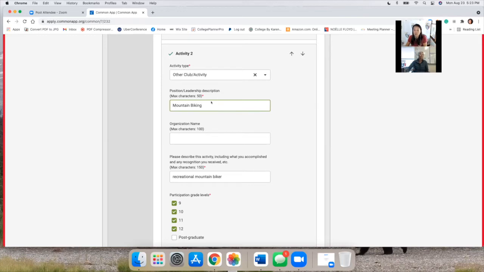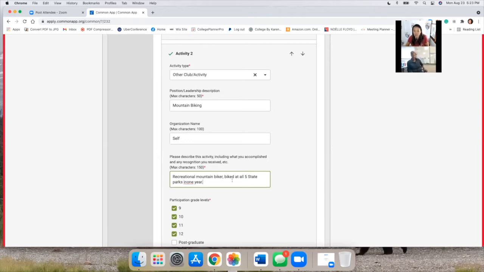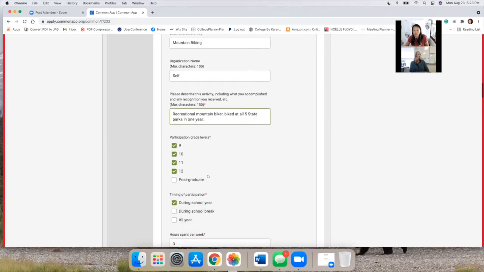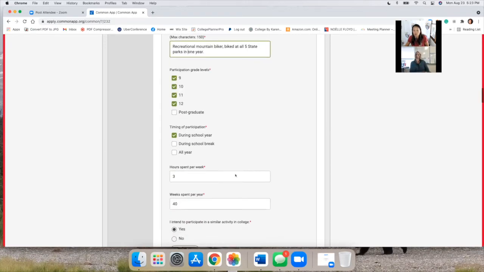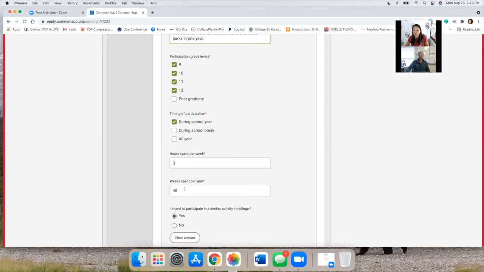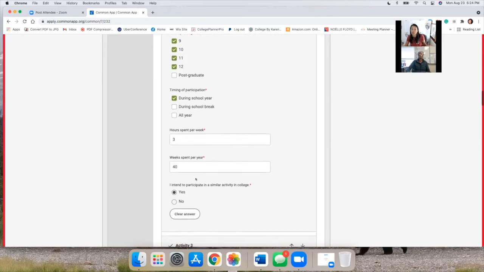So this person would just say, you know, mountain biking, and then there is no organization, but you could say self, and then you would just say, you know, recreational mountain biker, biked at all 5 state parks in 1 year, something like that, right? So it gives us a sense of, okay, this person did mountain biking for 4 years during the school year and did it 3 hours per week, 40 weeks. I mean, that's a lot of time that this person probably cared a lot about mountain biking.